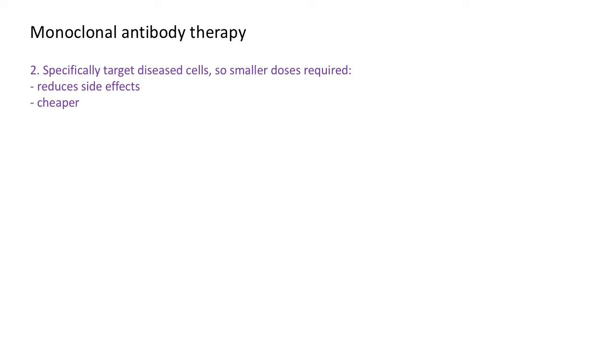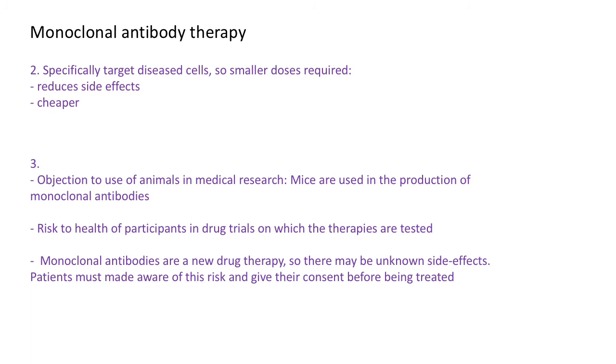So let's look at ethical issues. So some people are opposed to the use of animals in medical research. Mice are used in the production of monoclonal antibodies. It's important that the animals are treated ethically and suffering is reduced as much as possible. Ideally, no suffering to those animals.